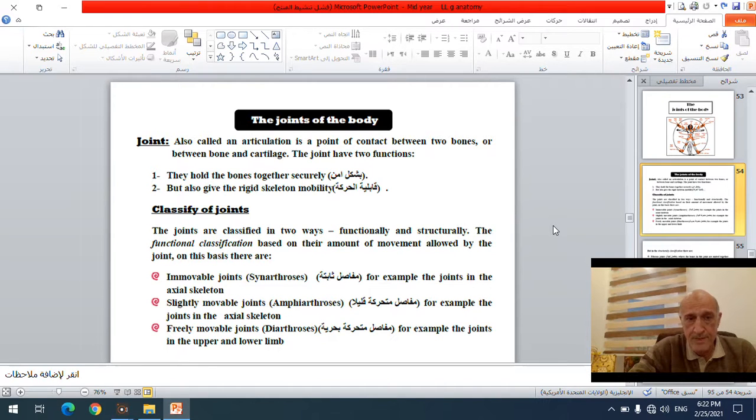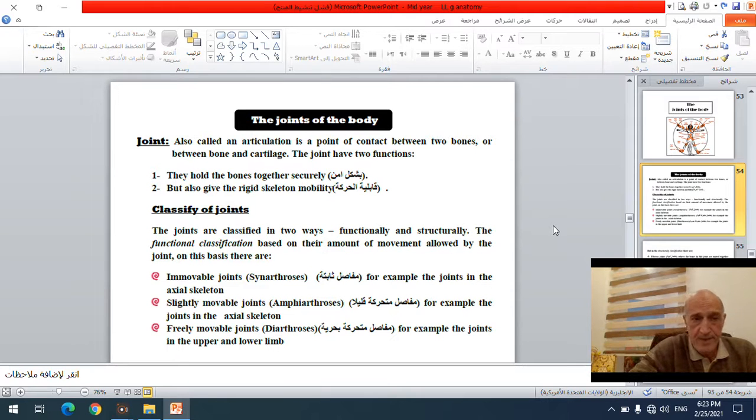On this base there are many types of joints. Immovable joints, synarthrosis. For example, the joints in the axial skeleton. There is no mobility in them.